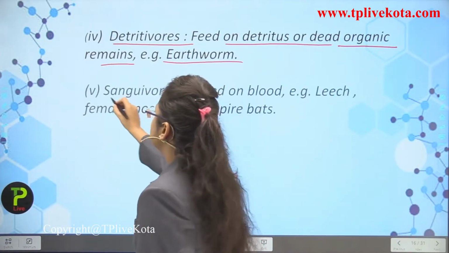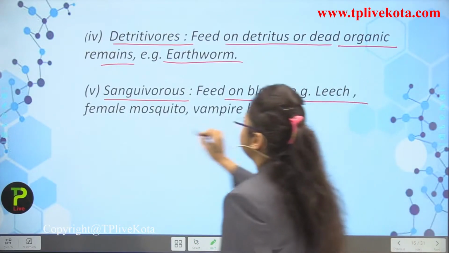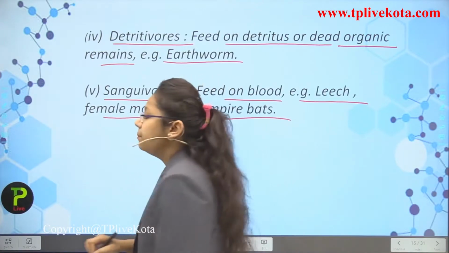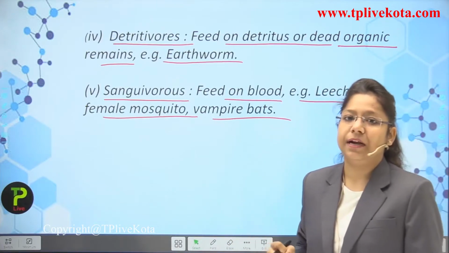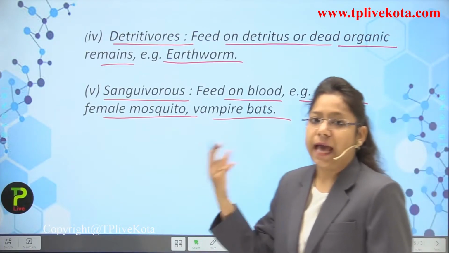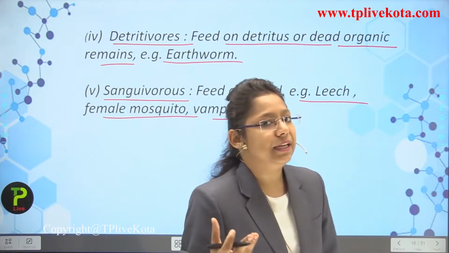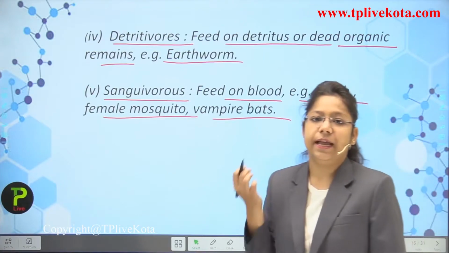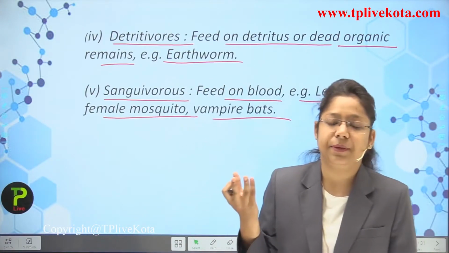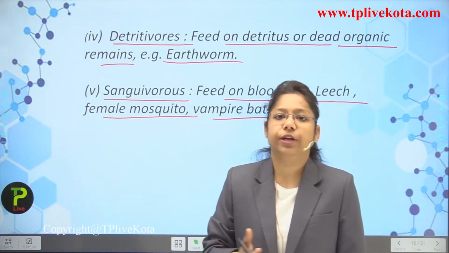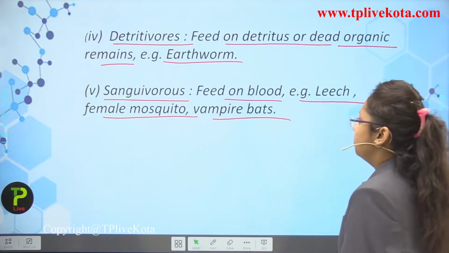Next point, sanguivorous. Sanguivorous means feeding on blood. So example, leech, female mosquito, vampire bats. So this is very dangerous. Actually they are just sucking the blood of a person, okay, or an animal. Okay, they just feed upon an animal body. So you can see here the leeches which is present in the hair. It just sucks the blood. If we talk about the female Anopheles mosquito, okay, the plasmodium carrier, she also depends upon the blood.